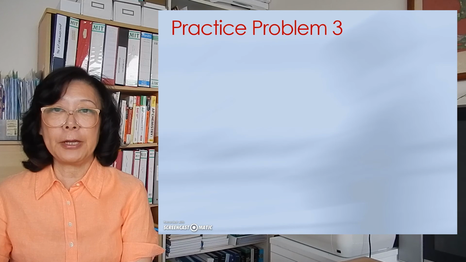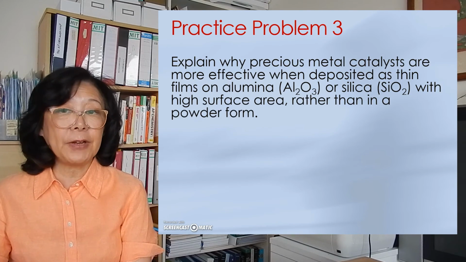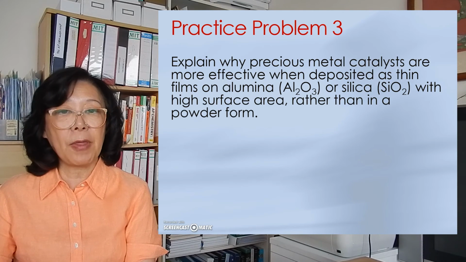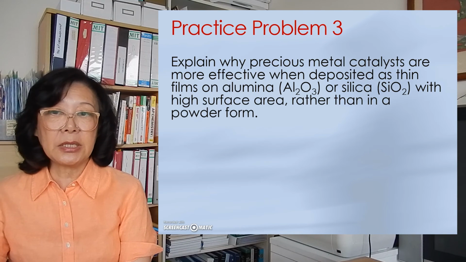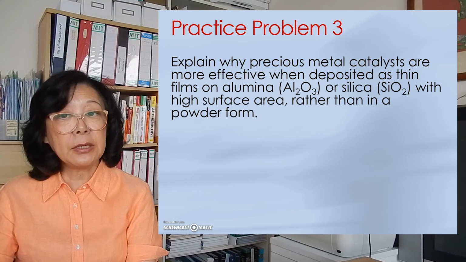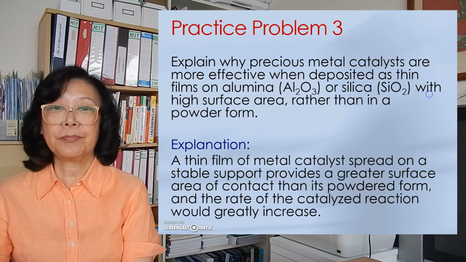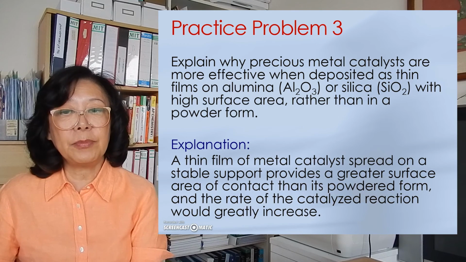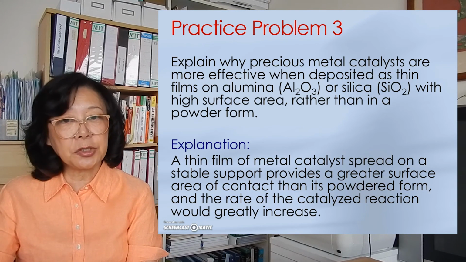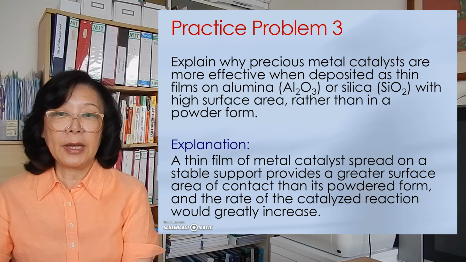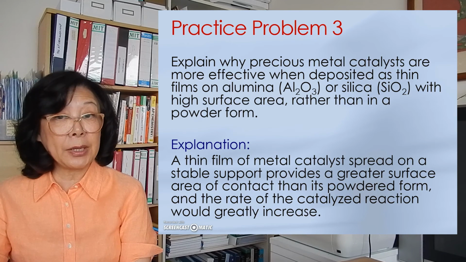Practice problem number 3. Explain why precious metal catalysts are more effective when deposited as thin films on alumina Al2O3 or silica SiO2 with high surface area rather than in a powder form. Explanation: a thin film of metal catalyst spread on a stable support provides a greater surface area of contact than the powdered form, and the rate of the catalyzed reaction would therefore greatly increase.